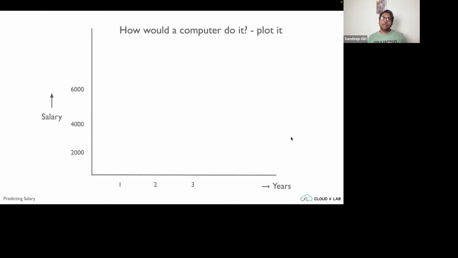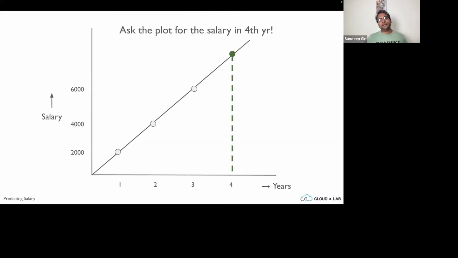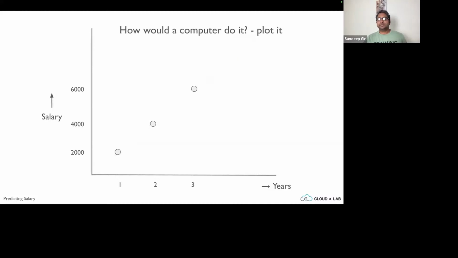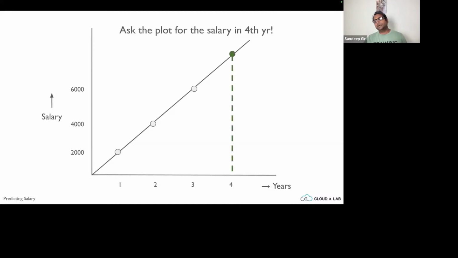Now, how would a computer do it? A computer would take these two points, or this data, and come up with this graph or some strategy to predict the outcome, right? That's how it'll do. Let's say we are given these three salaries for the first year, second year, and third year, and we plot the graph through them, and given the fourth year, it will predict the value of y.